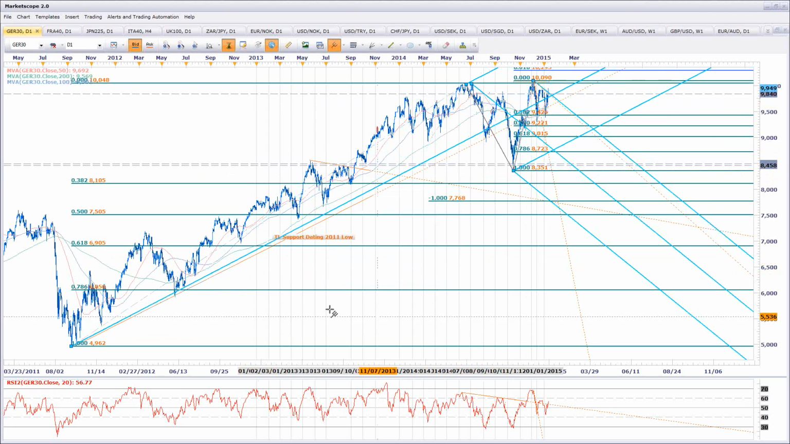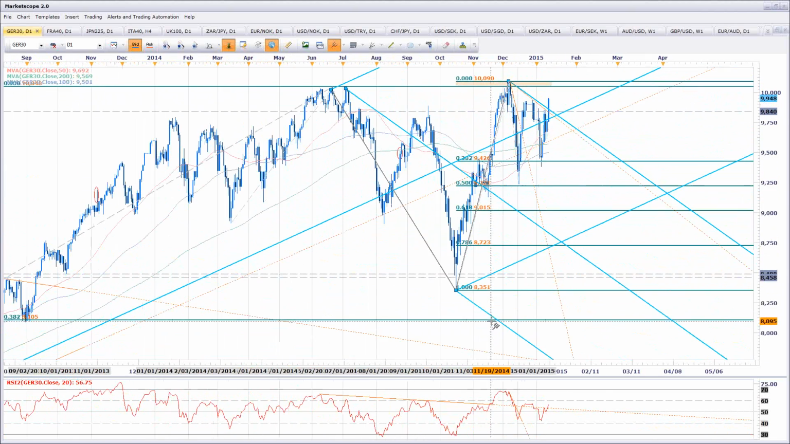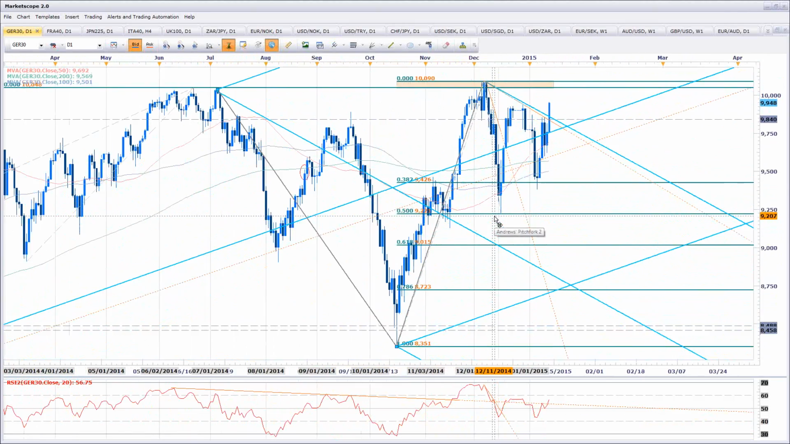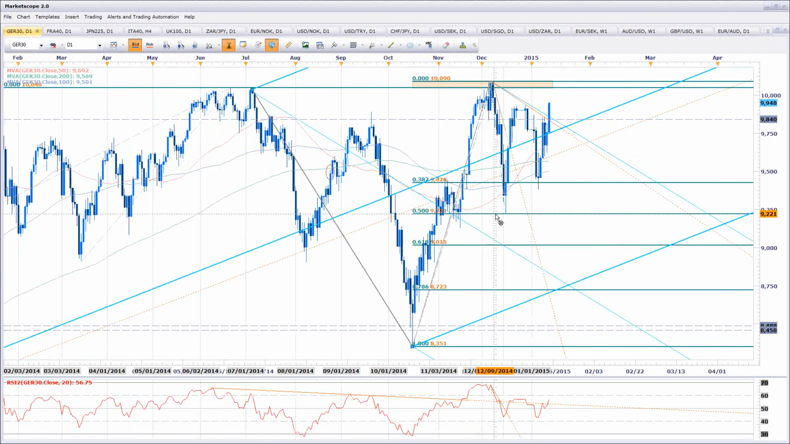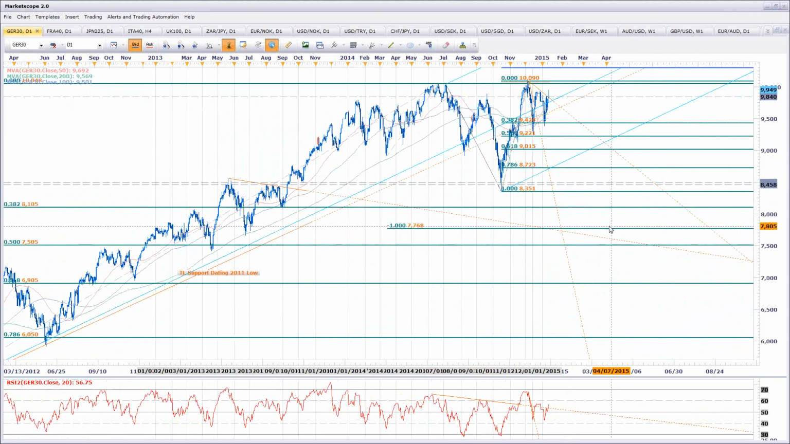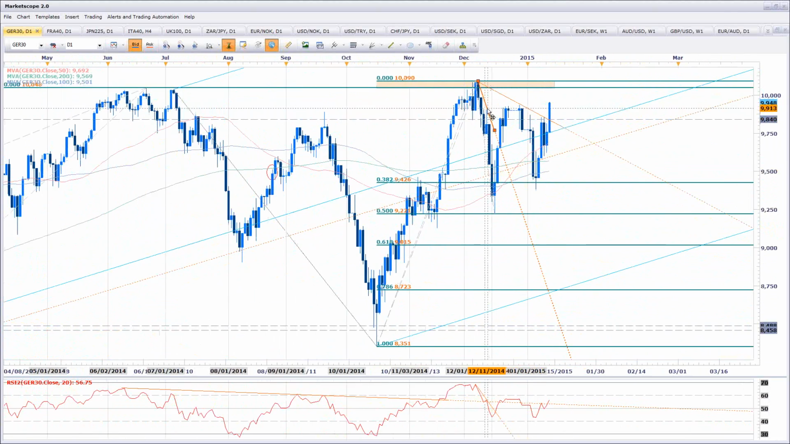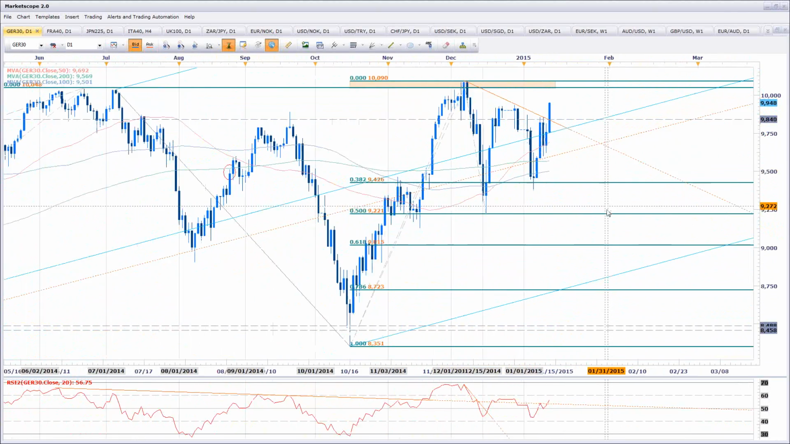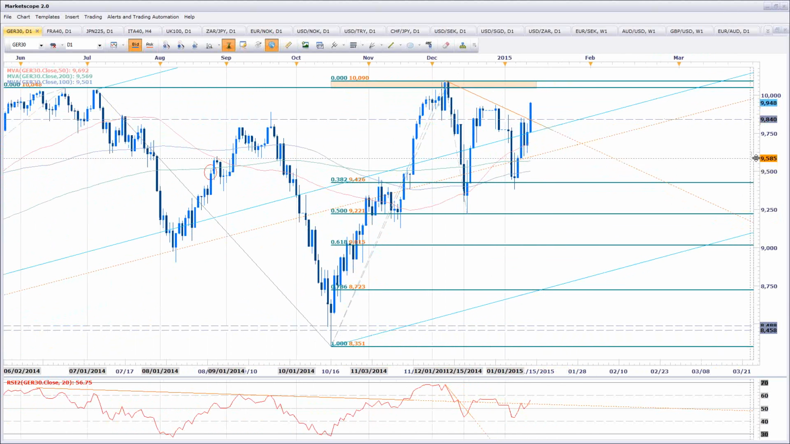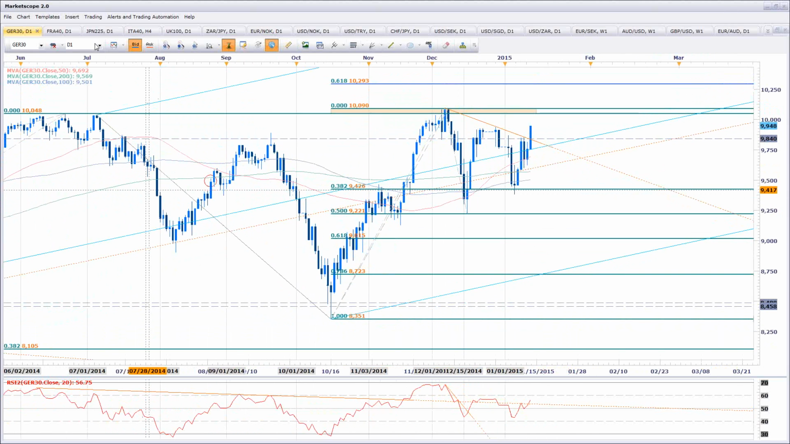Just want to see if this has any merit to it. Okay, we sailed through it a couple of times, so I'm not going to stress it per se, and I'm going to remove this one since we're breaking that now. Let's look at this in an hourly.